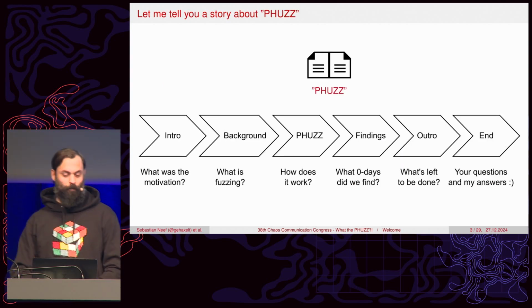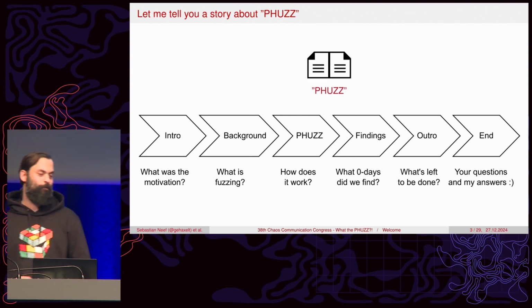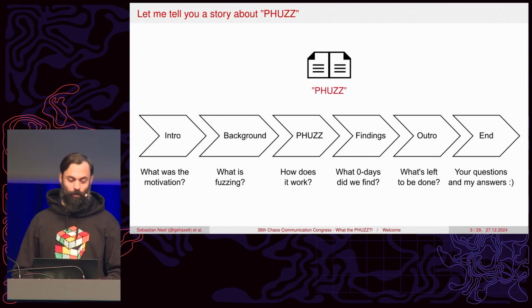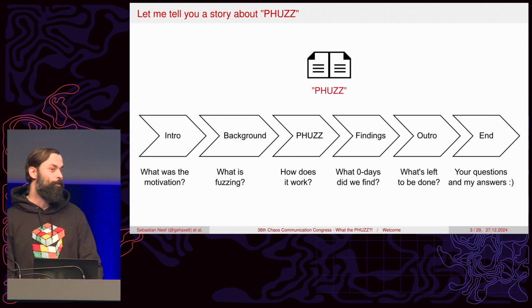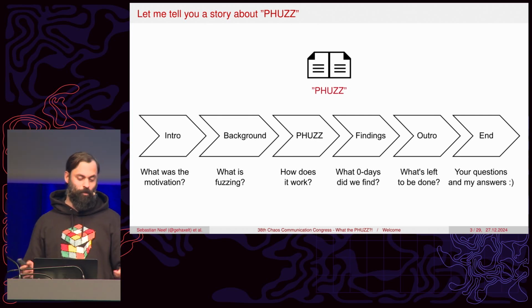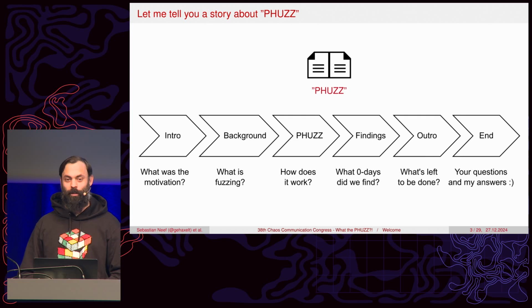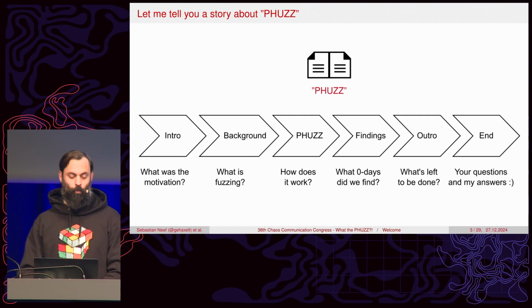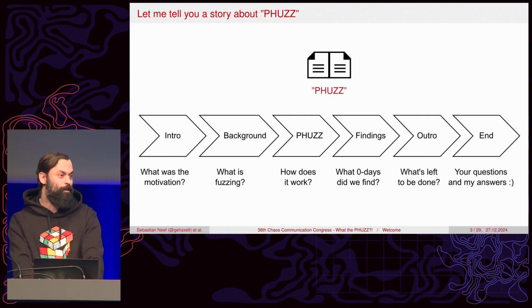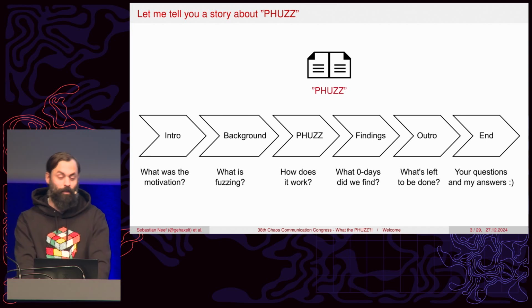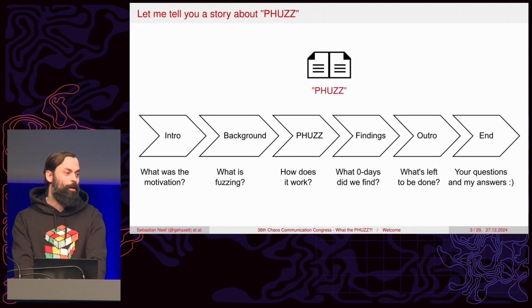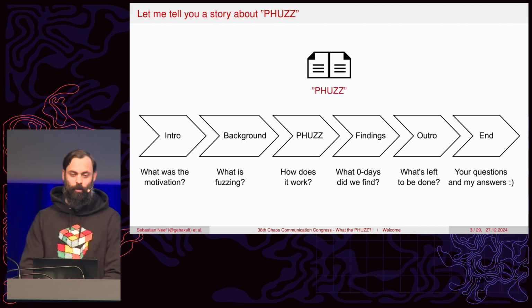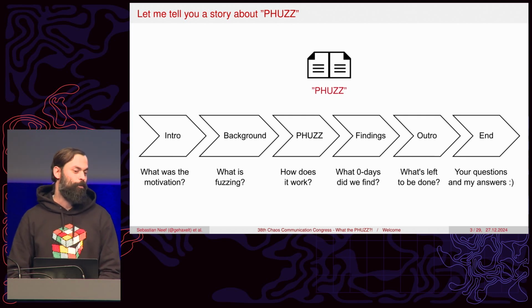The story will be about Fuzz. Fuzz is a fuzzing framework, and we go through different phases of developing and using Fuzz. We'll start with a short introduction and the motivation that we had to build this tool. Then I give a brief introduction to fuzzing. Then we'll go on with what Fuzz actually is and how it works. Then I'll talk about the findings, including the 0-days that we were able to find. And then there's a bit of what's left to be done, where you could contribute to this framework. In the end, we'll have time for some Q&A.